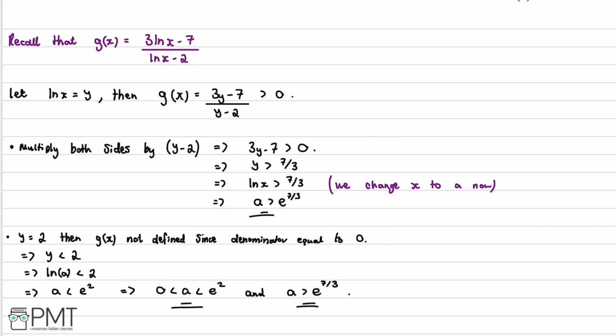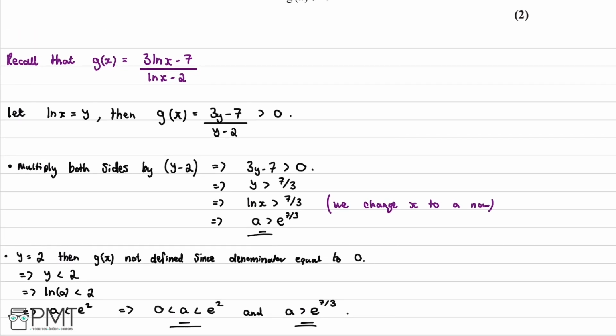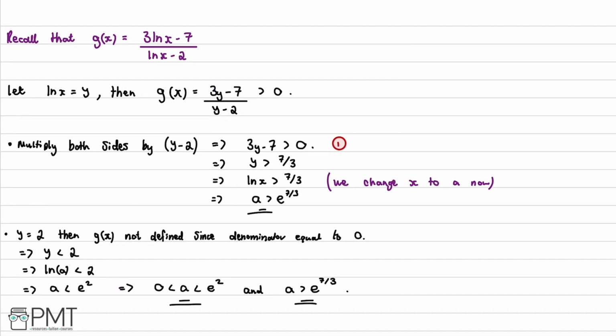So there were 2 marks available in this question, and we achieved our first mark for attempting to solve this using inequalities. That was at this stage here where we started showing our use of inequalities. And we then received our second mark for concluding with the correct answer, which was that firstly, a is between 0 and e to the power of 2, and secondly, that a is greater than e to the power of 7 over 3. And therefore, we've completed this question.